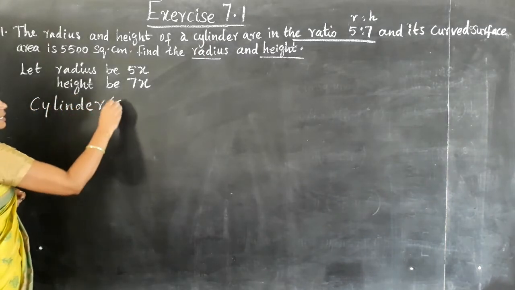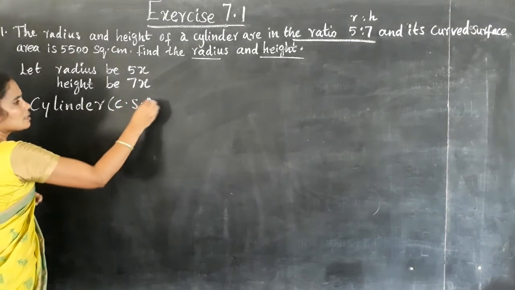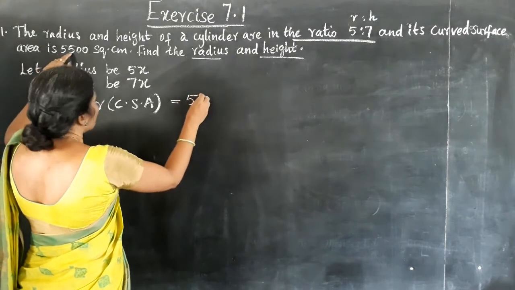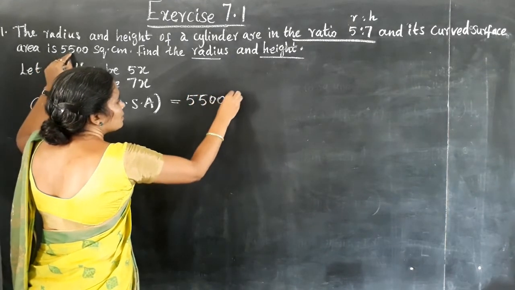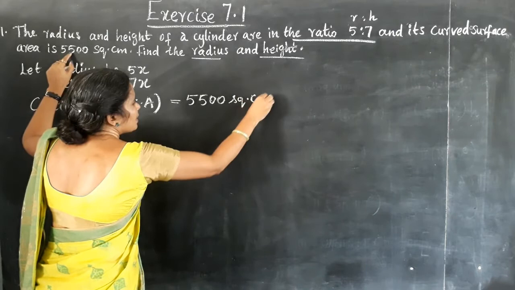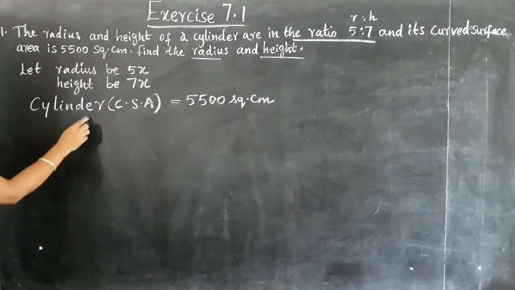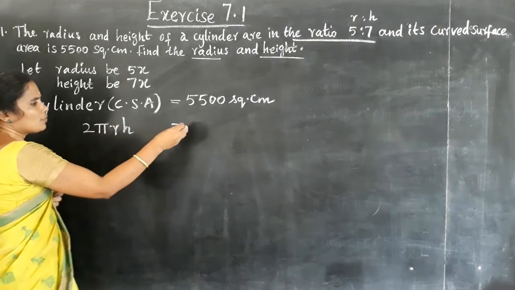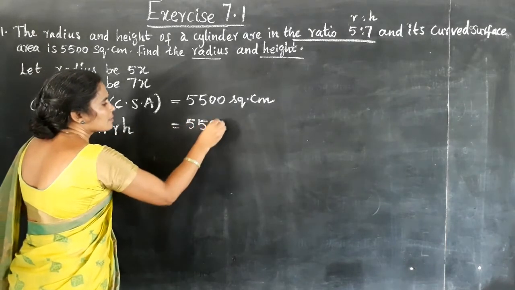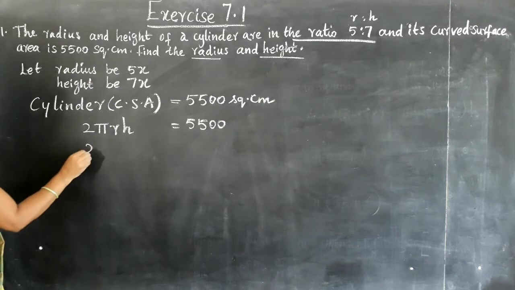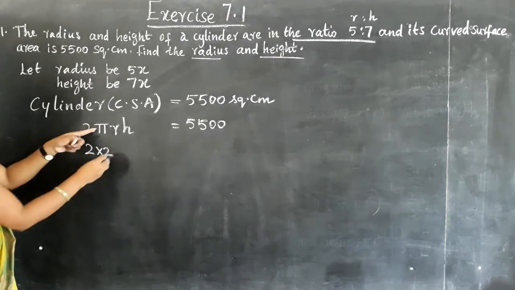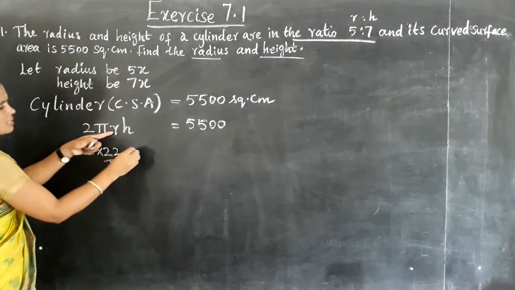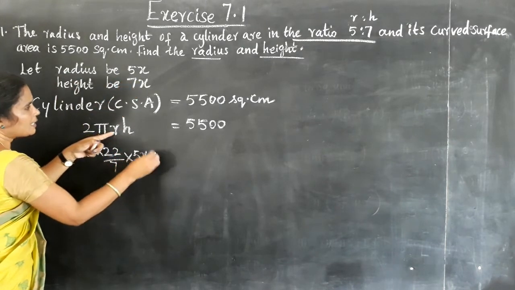So the CSA of a cylinder is equal to 5500 square centimeter. The CSA of a cylinder is 2πrh, which is equal to 5500. In the next step, 2 into the value of π, 22/7, and the radius is 5x and the height is 7x.